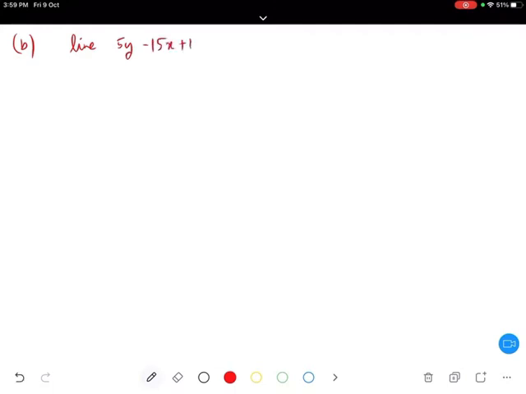Acha, tell me guys, what is the slope of this line? Find out and tell me. Come on, I will not do it, you will tell me. What is the slope of the line? Find out fast. 5y minus 15x is equal to 13. Jaldi bolo. What is the slope of the line?